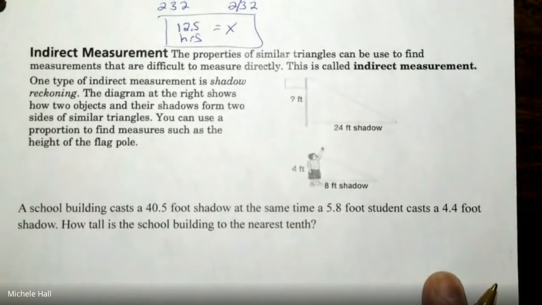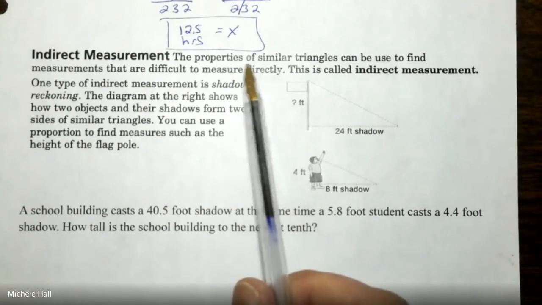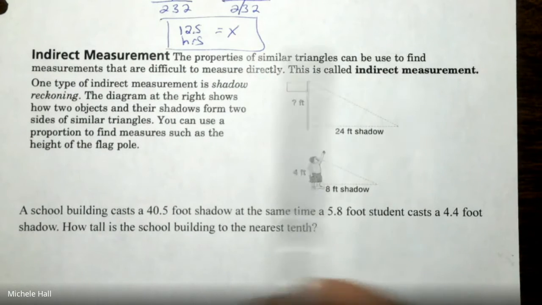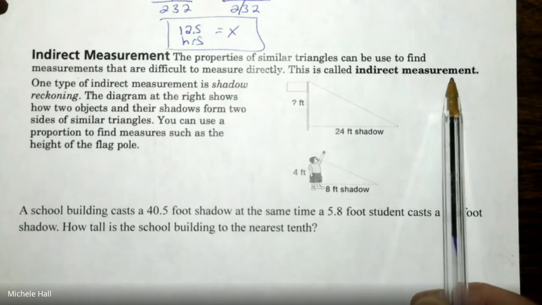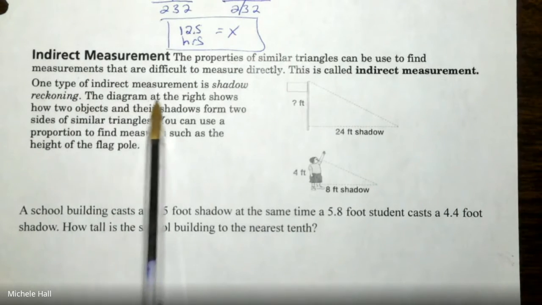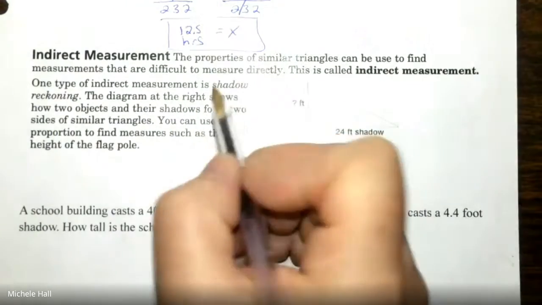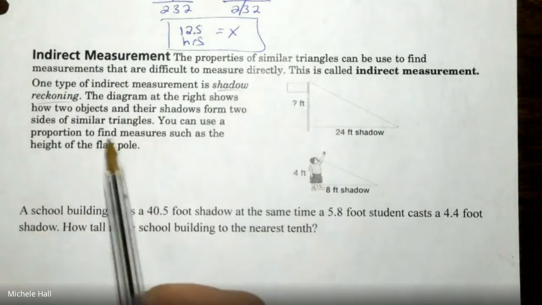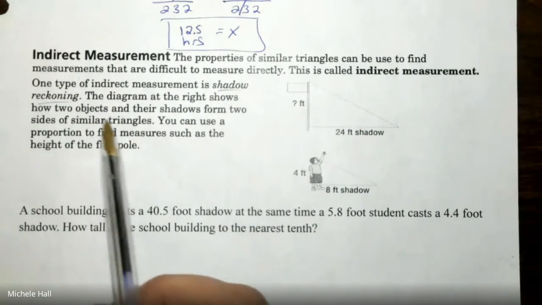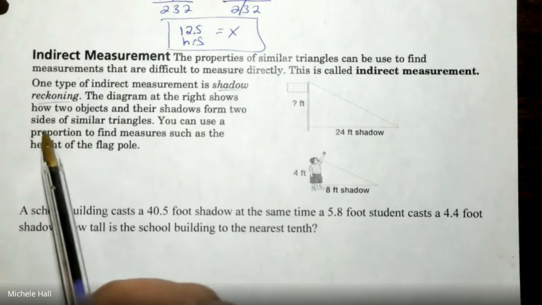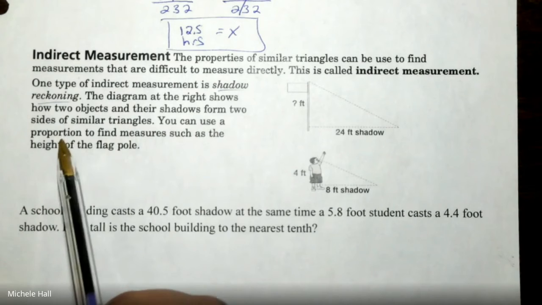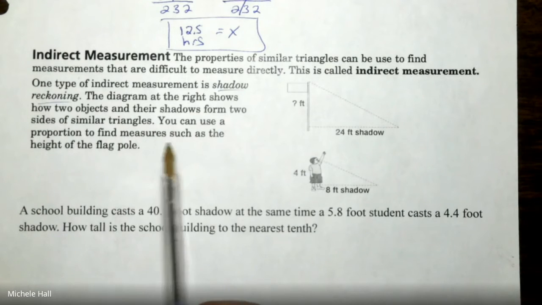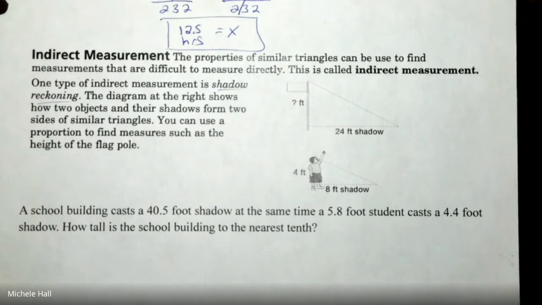Indirect measurement. The properties of similar triangles can be used to find measurements that are difficult to measure directly. This is called indirect measurement. One type of indirect measurement is shadow reckoning. The diagram at the right shows how two objects and their shadow form two sides of similar triangles. You can use this proportion to find measurements such as the height of the flagpole.